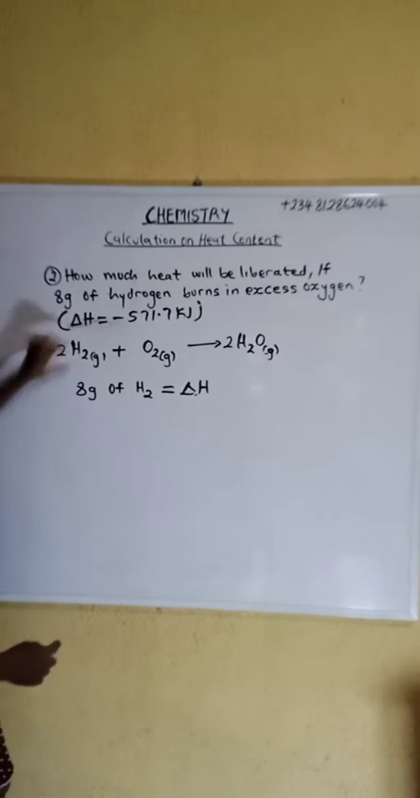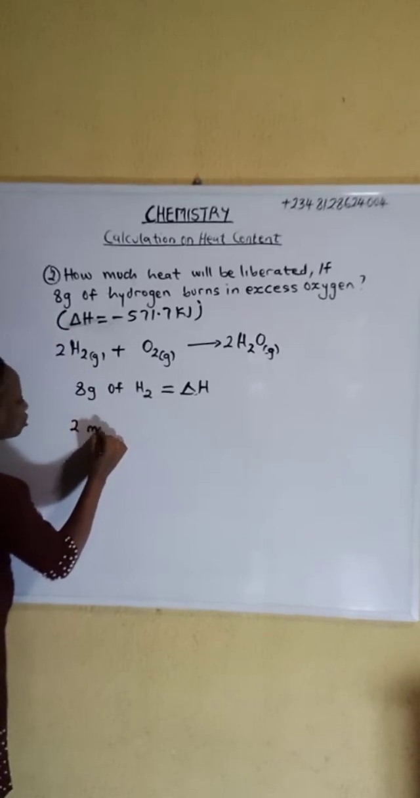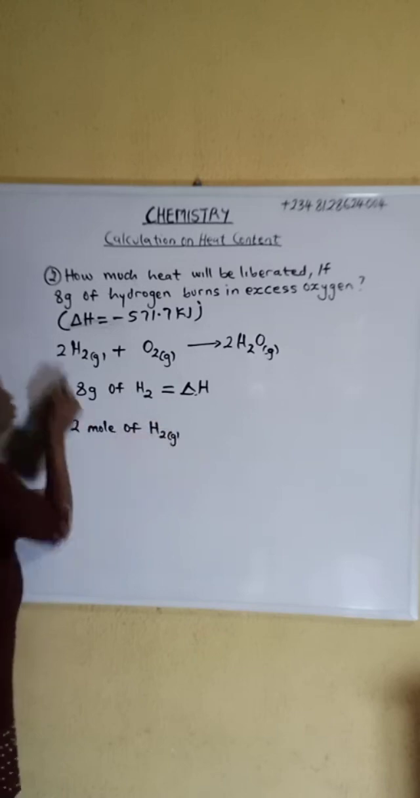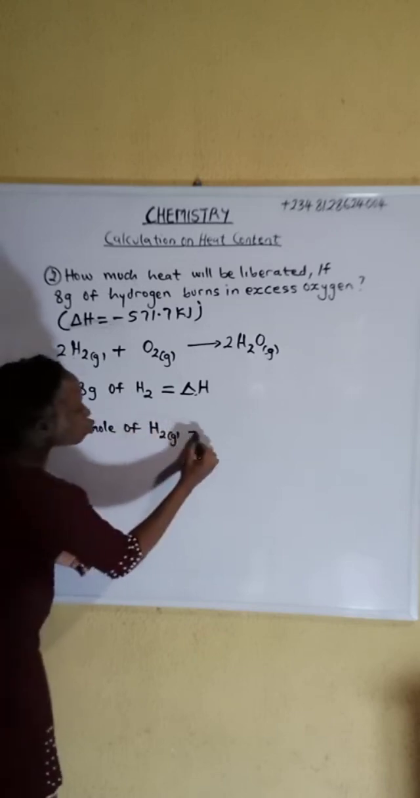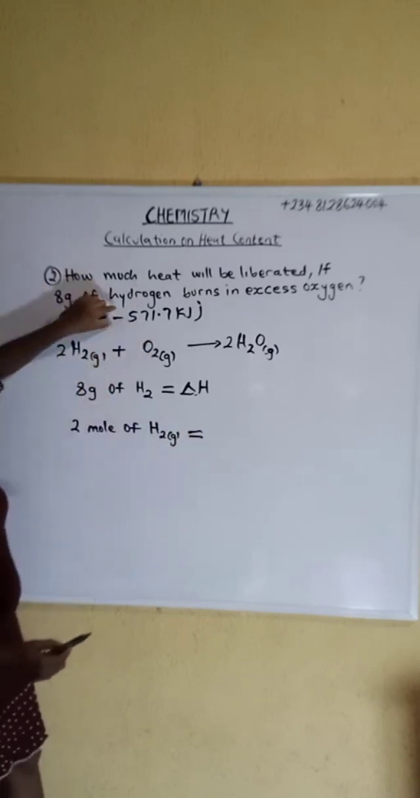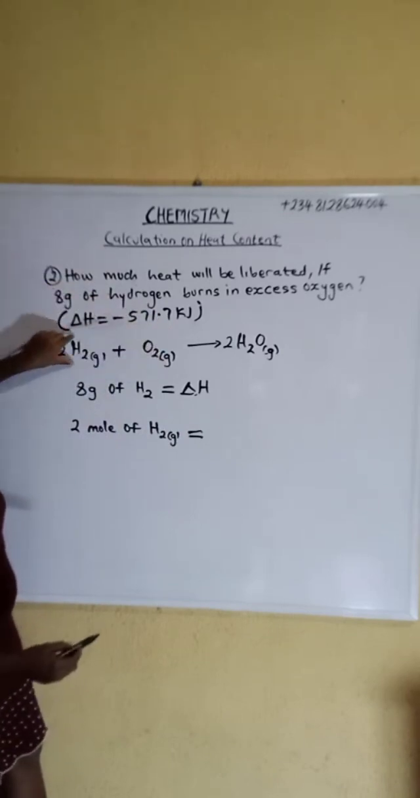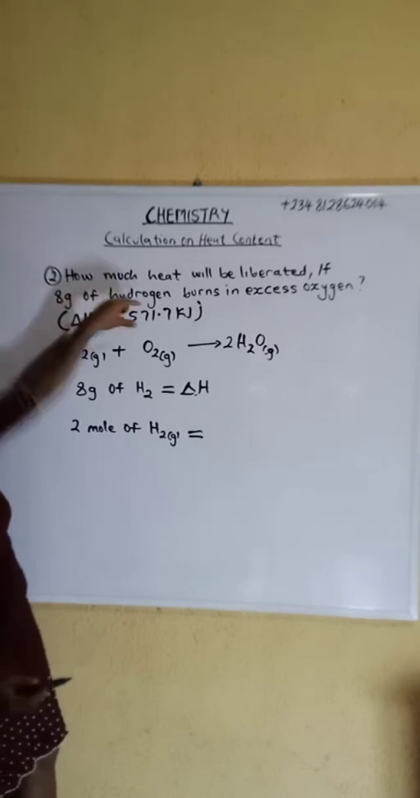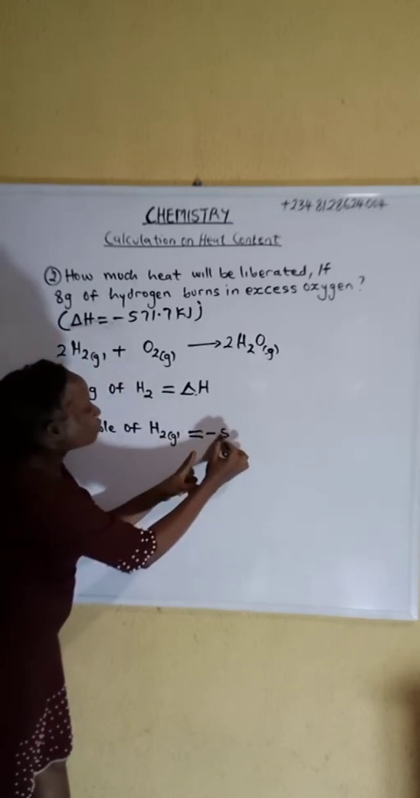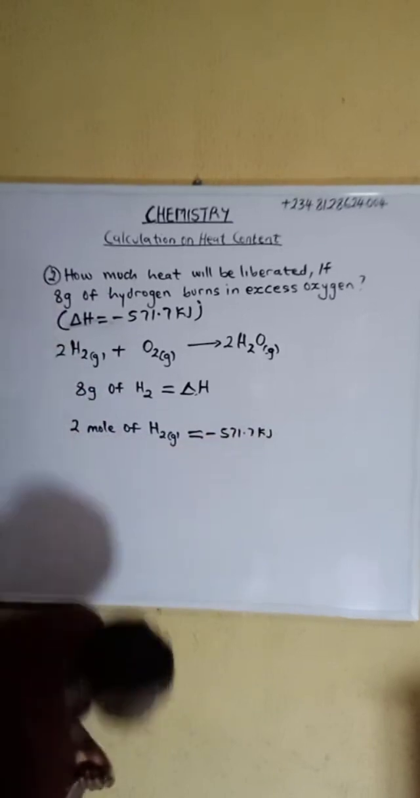How many moles of hydrogen do we have? We have 2 moles of hydrogen gas, equivalent to the heat content they've given us. This is the heat content of this chemical reaction. So the heat liberated by these 2 moles of hydrogen gas is equal to minus 571.7 kilojoules.